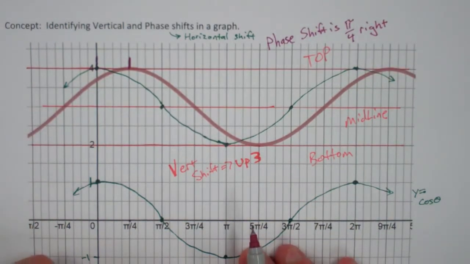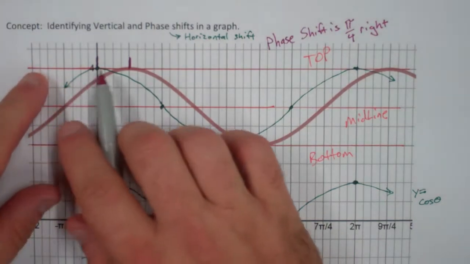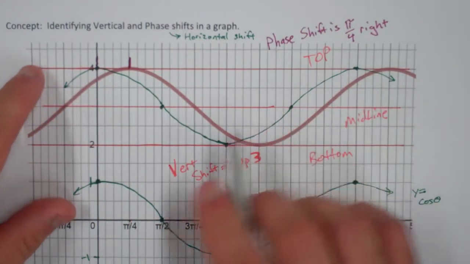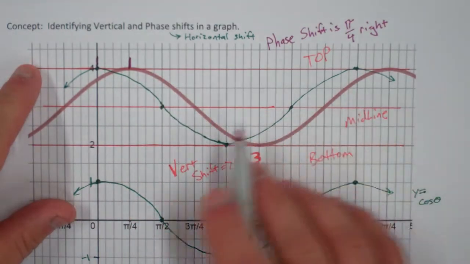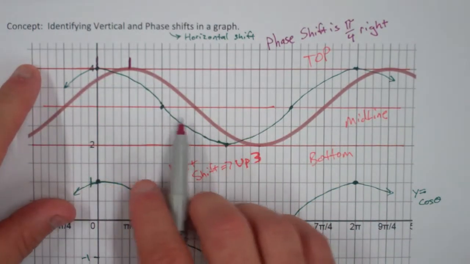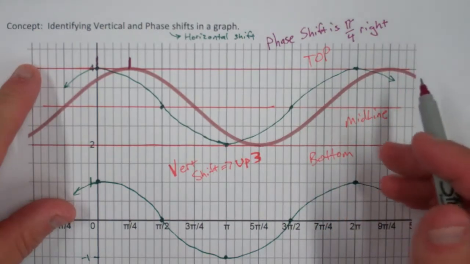Remember that we are looking at a cosine curve that doesn't have a phase shift, and then looking at the new curve and saying, hey, which direction would all the points have to move? And they'd have to move right by pi over 4.